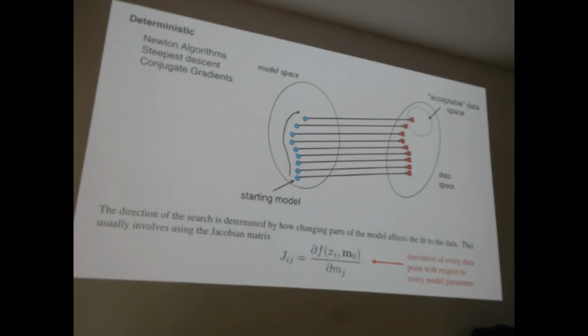Then there are the deterministic algorithms, where you guess a model, and then you update it until it fits the data using this thing called a Jacobian matrix. This is a matrix of the derivative of every data point with respect to every model parameter. So I've got a whole set of data, and I've got maybe 1,000 conductivities in my model. This matrix tells me how every single data point changes when a single model conductivity changes. So it contains all the information about how the model changes the data. It's called a Jacobian matrix. It's a lovely thing.